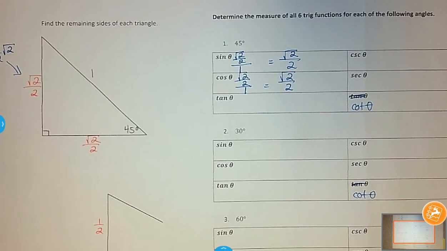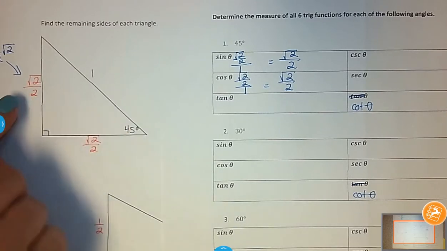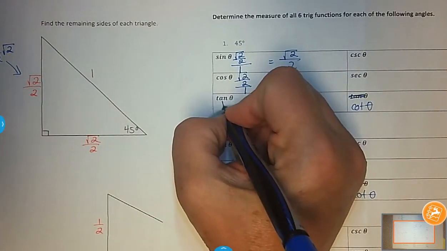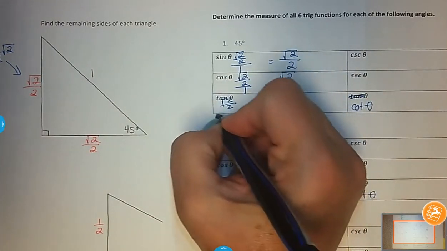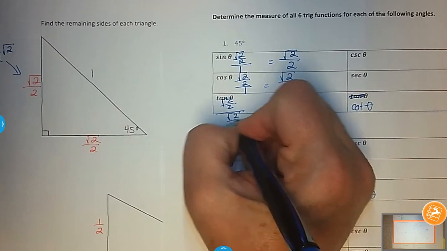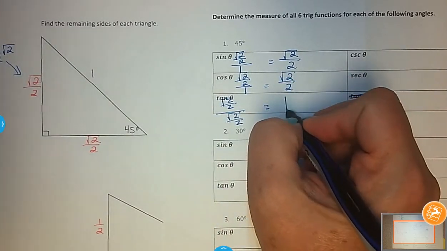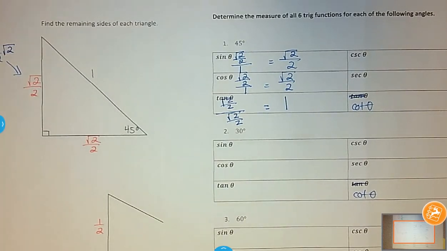So now for the tangent, from this angle, I want to do the opposite over the adjacent. So when I put the square root of 2 over 2 over the square root of 2 over 2, anything over itself is going to be 1, which is what we just saw on our hand just a minute ago.